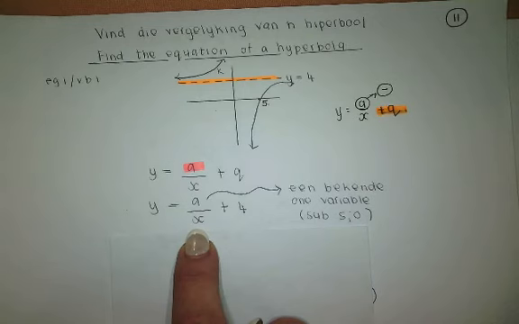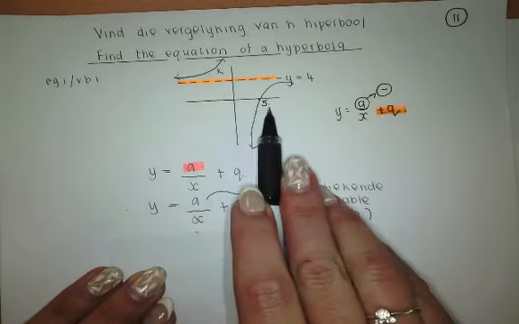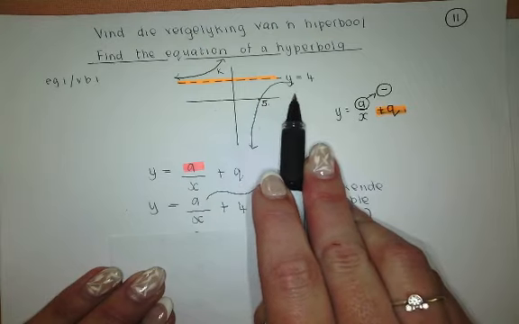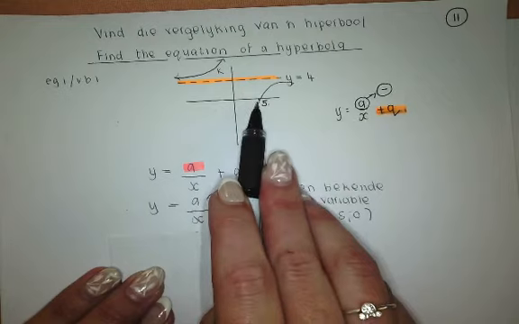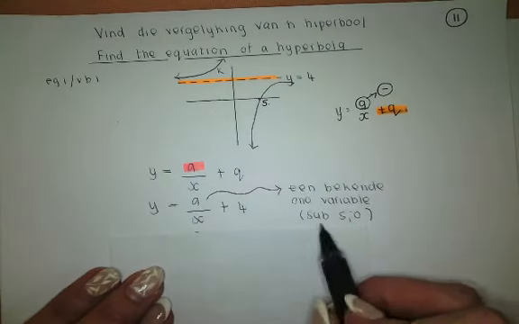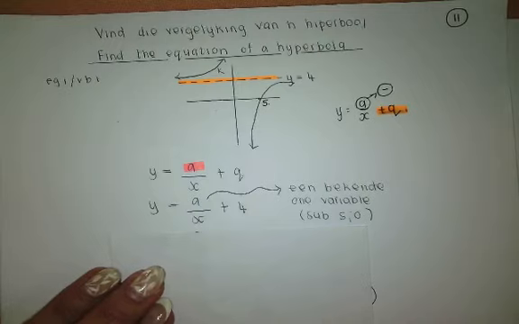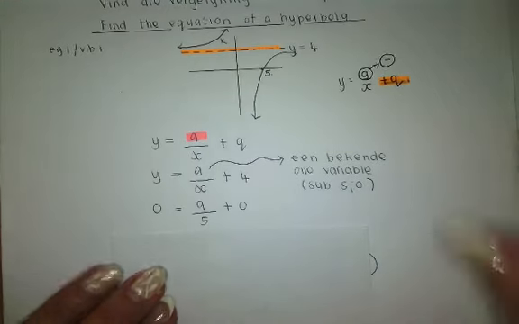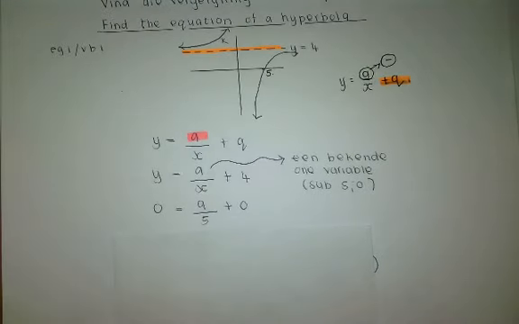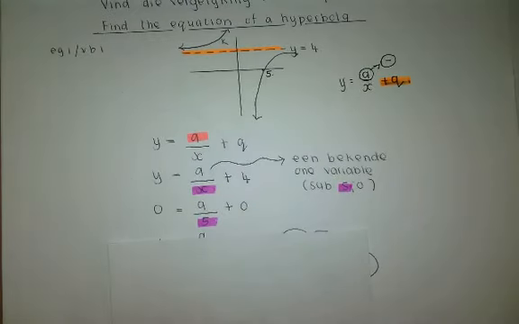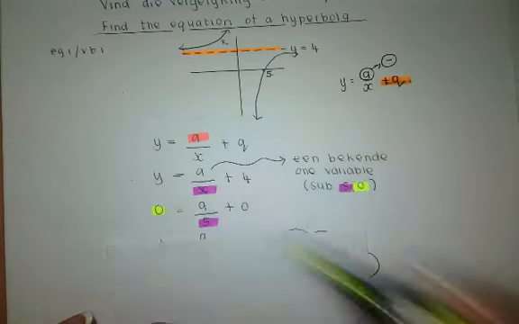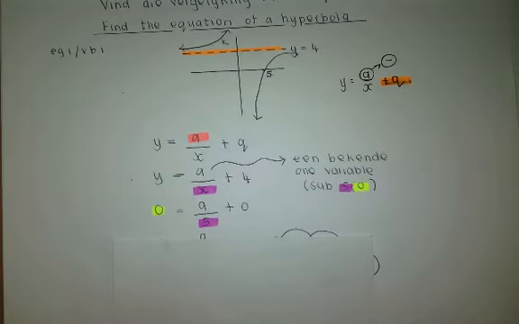We know that x and y is a coordinate that lies on the graph somewhere. Do we have a point? Yes, we've got 5 and 0. 4 is the asymptote. 4 does not lie on the graph. However, this point lies on the graph. So I'm going to substitute 5 and 0 into my equation. I'm going to put in the x value here, and the y value, which is 0, in there. Do you see how we then eliminate all other variables except for a, which we can then calculate?